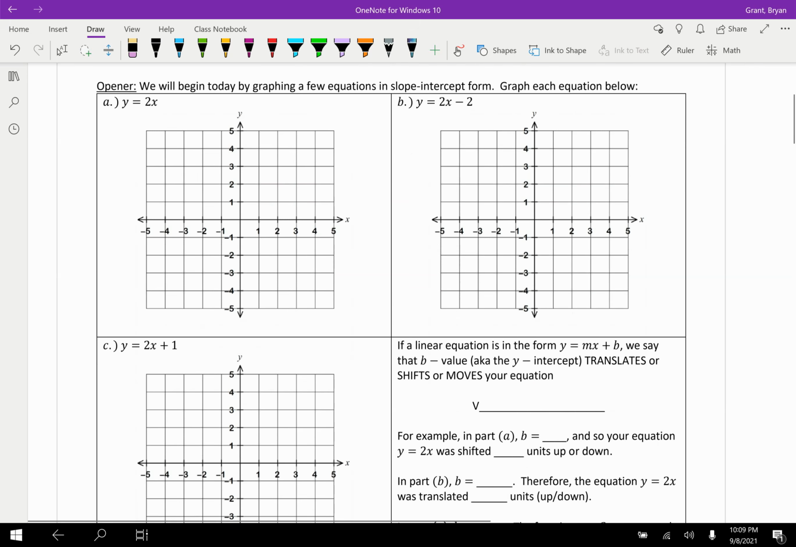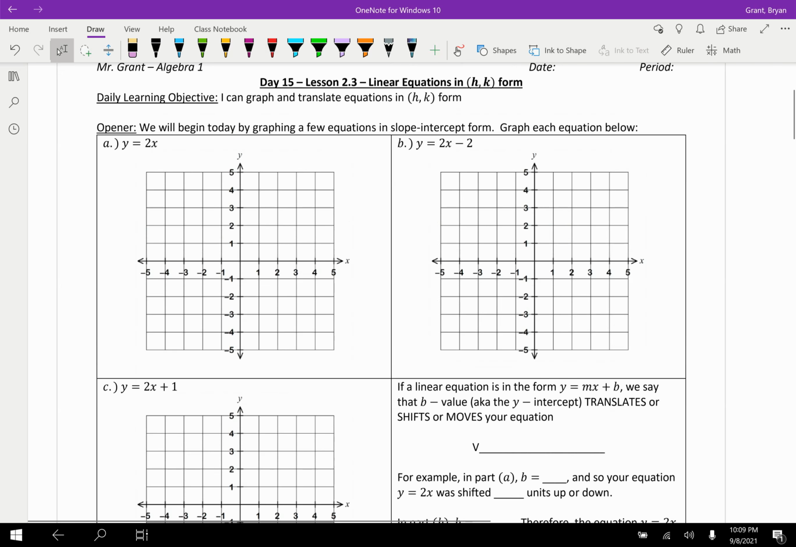So we're going to start by reviewing a little bit about slope-intercept form and trying to extend on that knowledge. Please go ahead and work A, B, and C. Your goal is to graph each of these equations, making sure you remember what we did last class, and then we'll come back and discuss them once you're done. Ready, set, go.